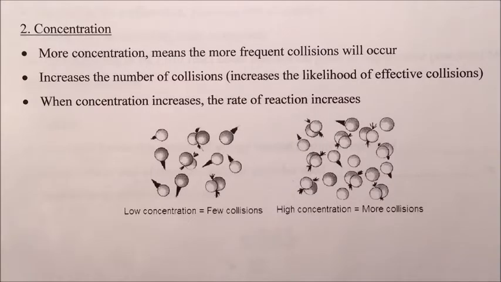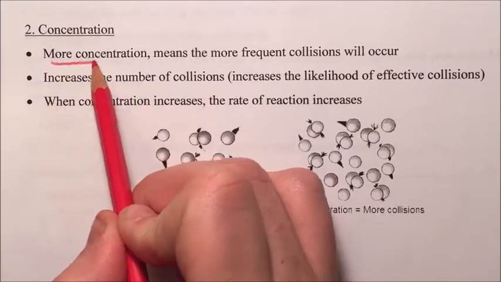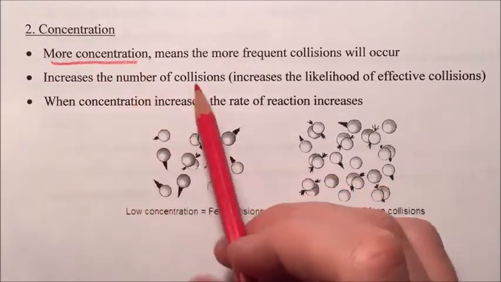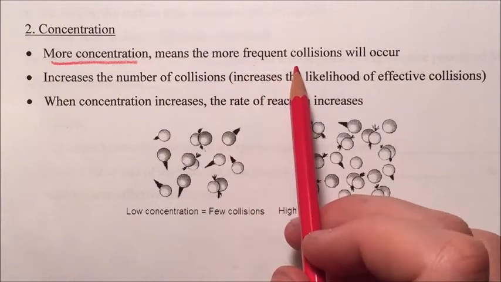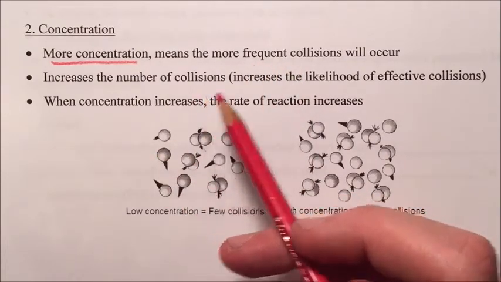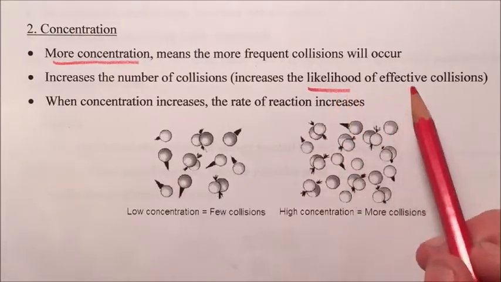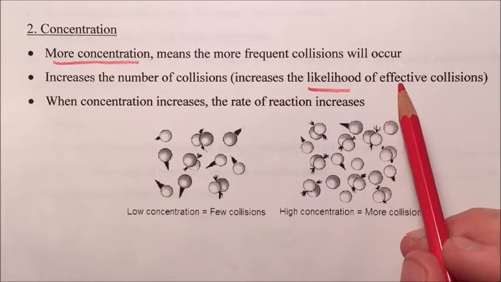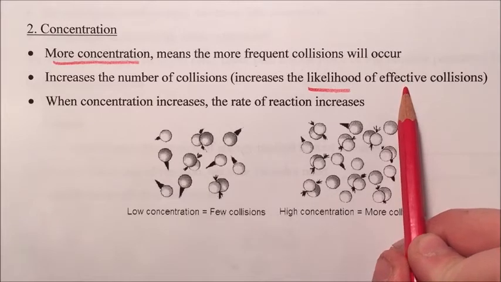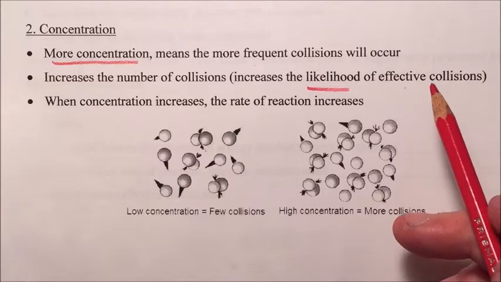And now down at the bottom we have concentration. If we have something that's more concentrated, that means for the sample there will be more frequent collisions. An increase in the number of collisions increases the likelihood that some of those collisions are going to be effective collisions. Once we have more effective collisions, that's when a reaction occurs.